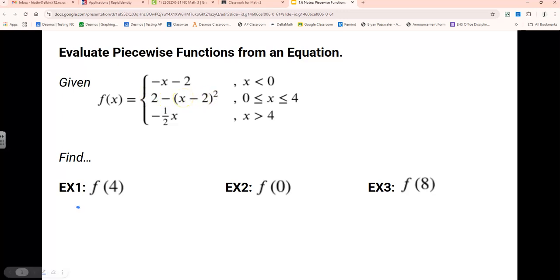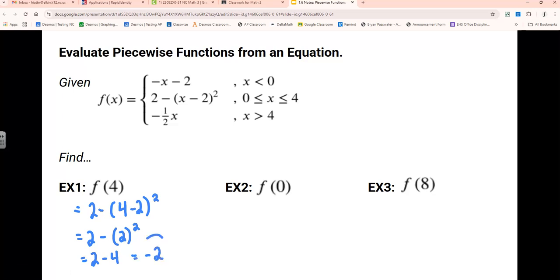So when we're evaluating this, we're just going to plug in 4 for our x, but we only use that middle equation. Okay, so you got to choose which piece to use first. And then you're going to evaluate this just like you normally would. You're going to have 2 minus, this will be 2 squared. You have to square this. So 2 minus 4, and we're going to get negative 2 for that.